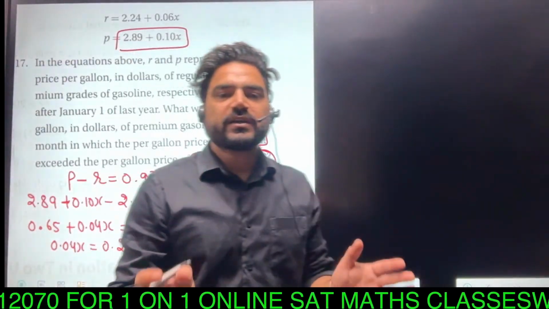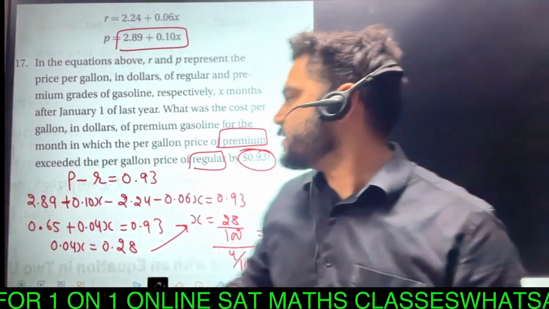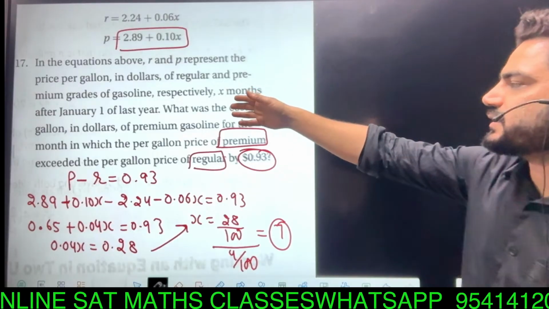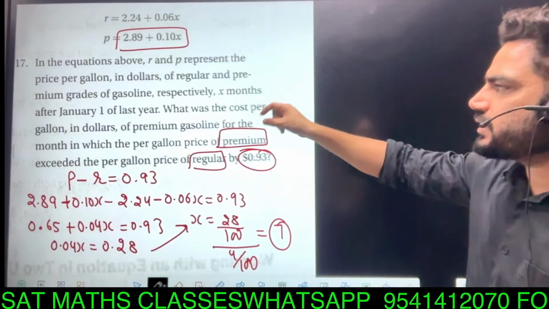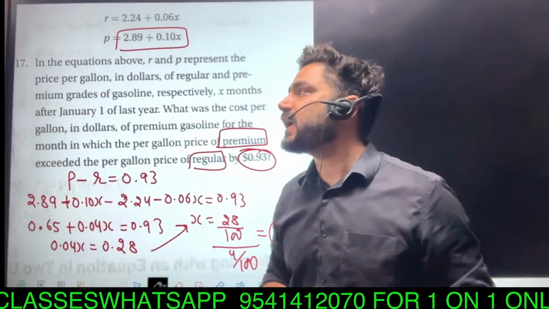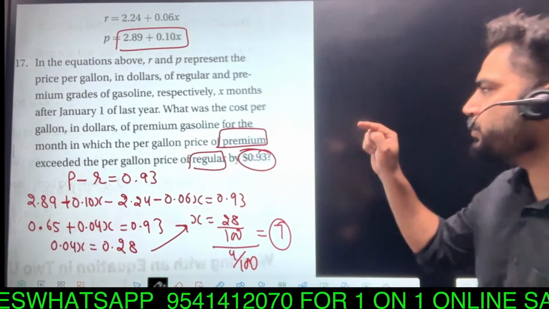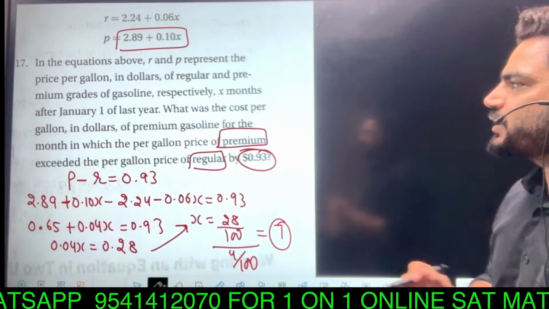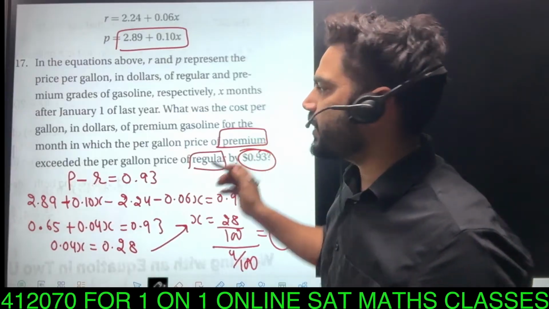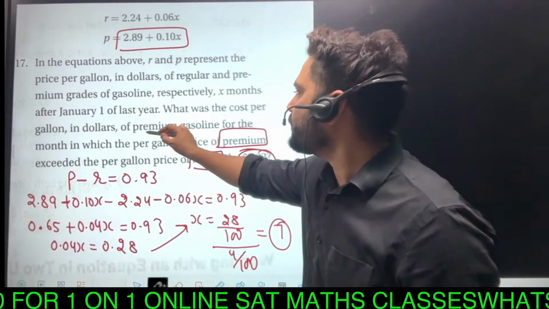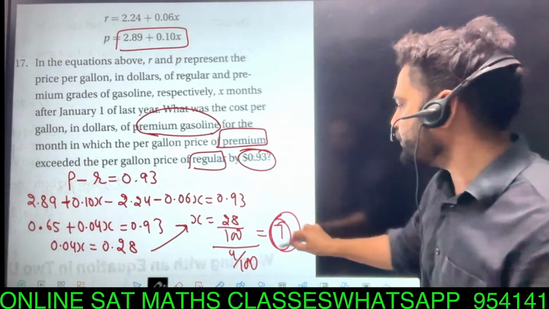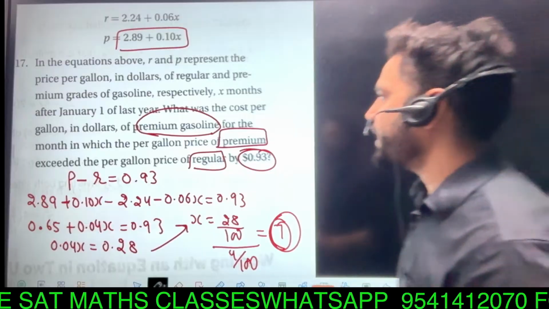It means that in the 7th month after 1 January of last year, this is happening, that the premium price is exceeding the regular price by $0.93. Now what is the question? They are saying, what was the cost per gallon? We have to find the complete cost in dollars of premium gasoline for the month, and the month we have found out was the 7th month. Now we have to find the price of premium gasoline.